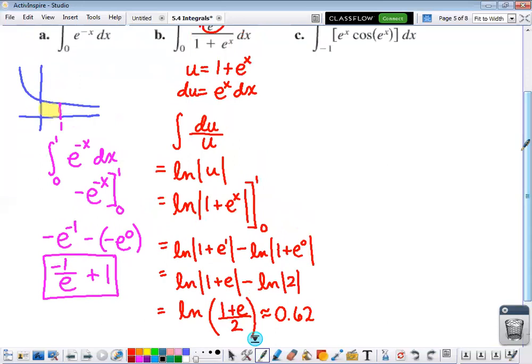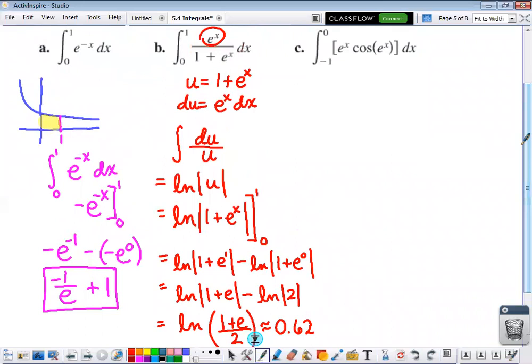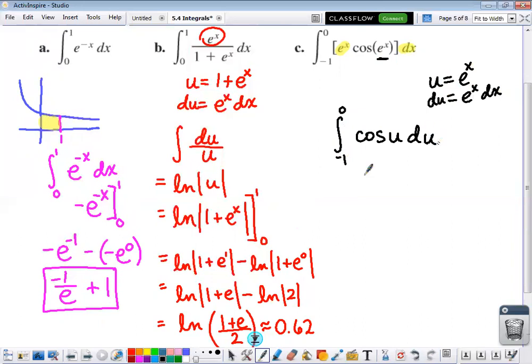All right. C, we have the integral from -1 to 0 of e to the x, cosine of e to the x, dx. Okay, so let's try just letting our u equal e to the x. That's your angle. So the du is e to the x dx. And we see that's exactly what we have outside. Okay, so we're integrating from -1 to 0 the cosine of u du. All right, so the integral of cosine is sine, but remember we're plugging back our u. So sine of e to the x, evaluated from -1 to 0.